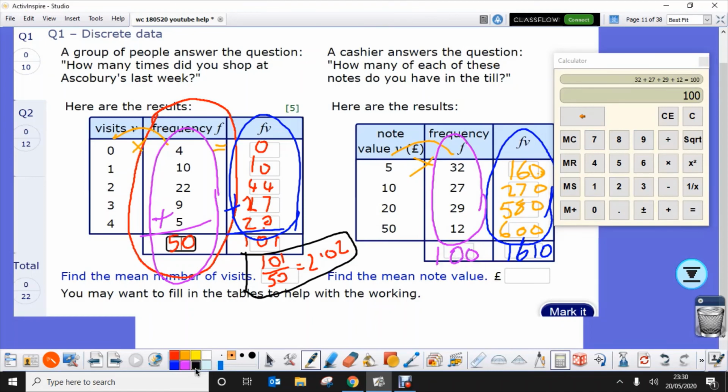Step 4, for the value, 1610 divided by 100. And that's going to give me 16.10, £16.10. And again, if we're thinking logically, looking at the question, 16.10 would come in between these two ranges. And if I think about that, that's about halfway through my data. So that would make sense.